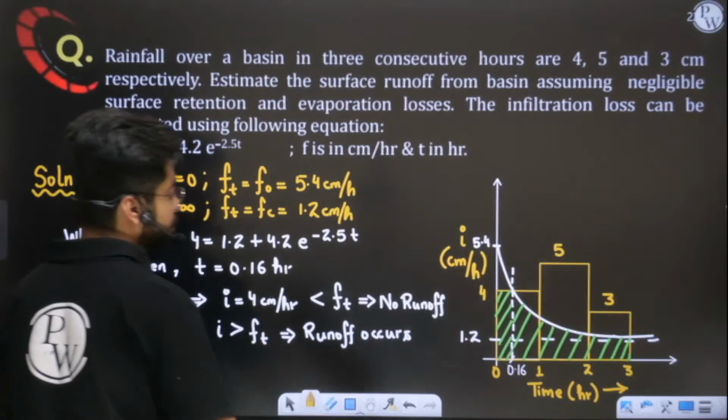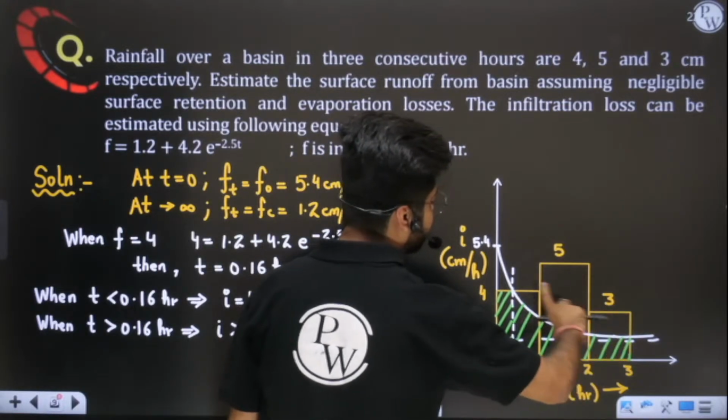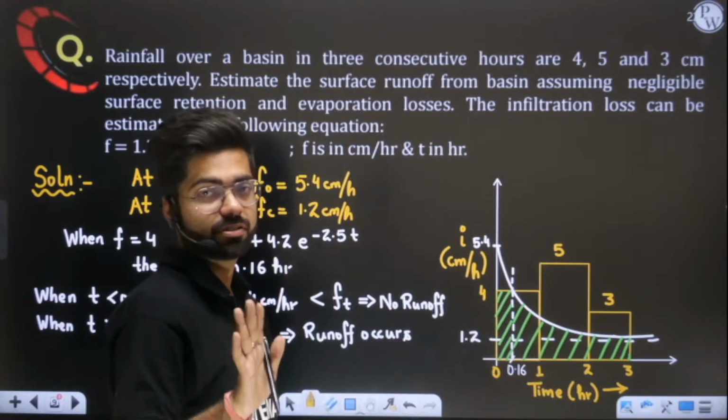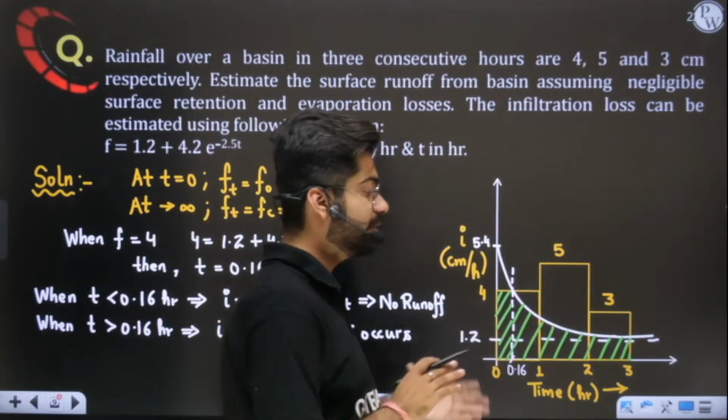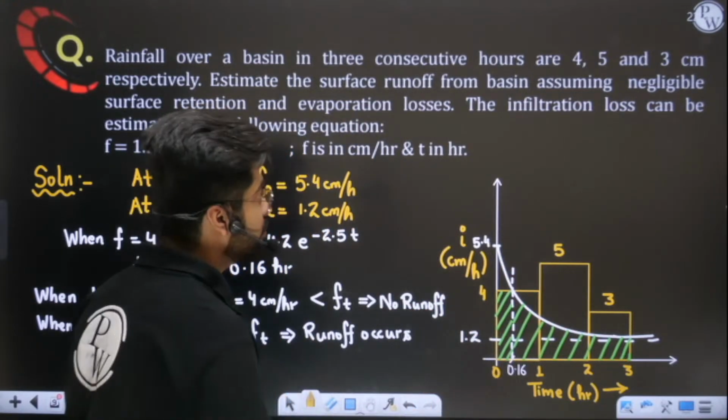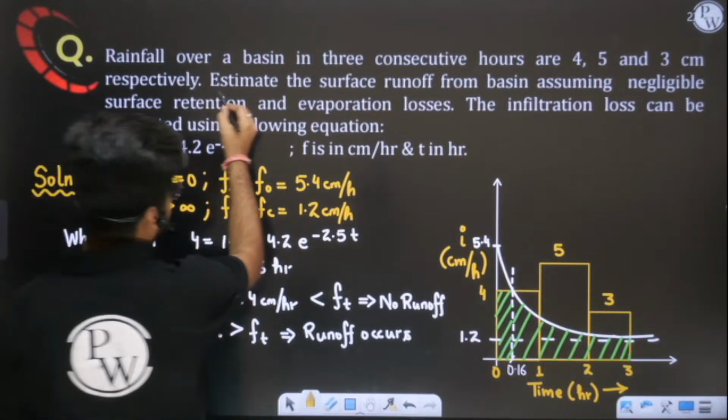If you compute the area of these 3 rectangles, this will be equal to 12 centimeter: 4 plus 5 plus 3, 12 centimeter. Now what is the runoff? If you want to find it, in this question they are saying to estimate the surface runoff.